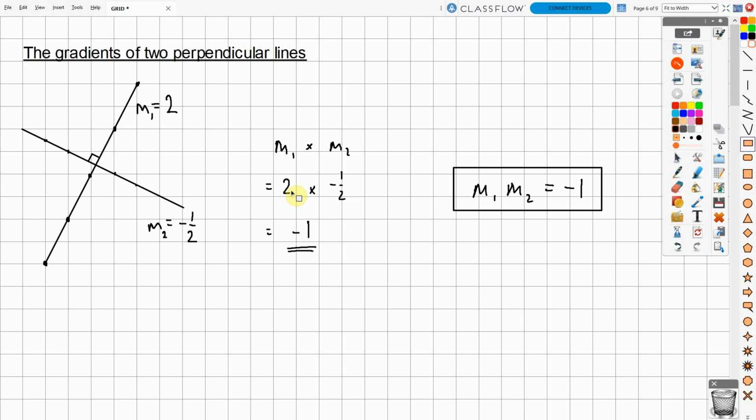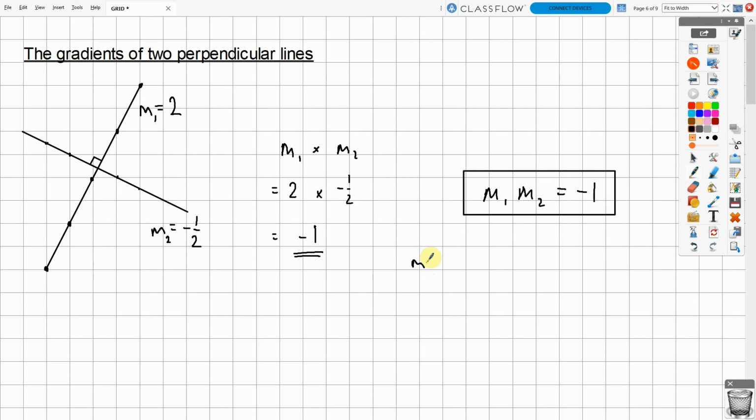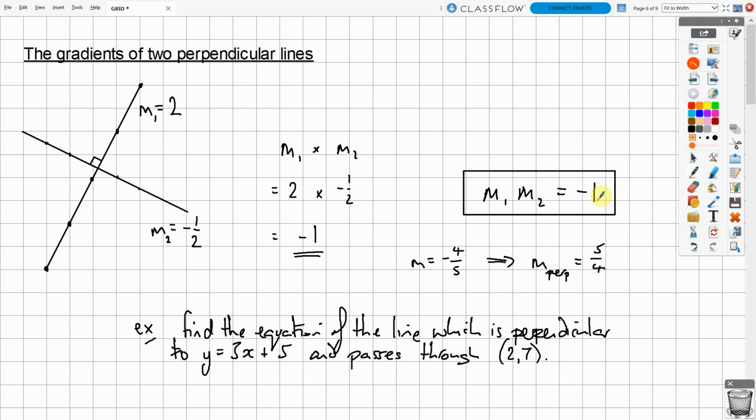-1/4 pairs up with +4. Even something as awkward as, let's make something up, a gradient of -4/5. That tells you that the gradient of the perpendicular line, first of all, will be positive, but it's going to be the reciprocal. So a gradient of -4/5 for one line tells you that the gradient of the perpendicular line must be 5/4. And if you check, you can see that they do in fact, again, multiply to make -1. This is a really important rule. And we're going to finish this video by looking at this example.